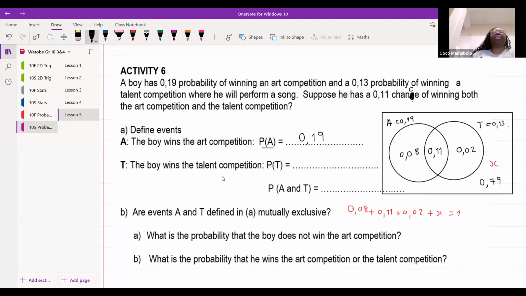What is the probability of T, the probability of him winning the talent competition? Correct, 0.13. What is the probability of A and T? Remember, and is the intersection. What is the probability of A and T? Correct, 0.11. Now let's look at this next question. It says here, are events A and T mutually exclusive? Yes or no?